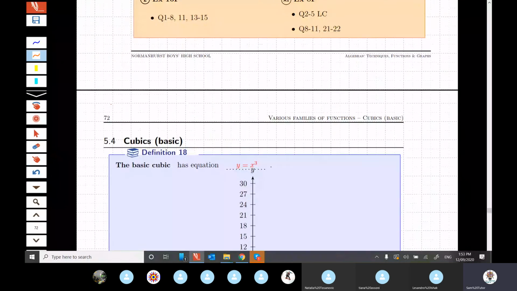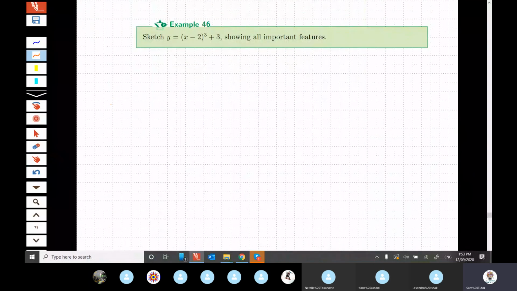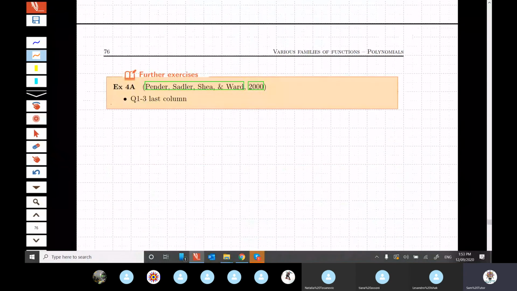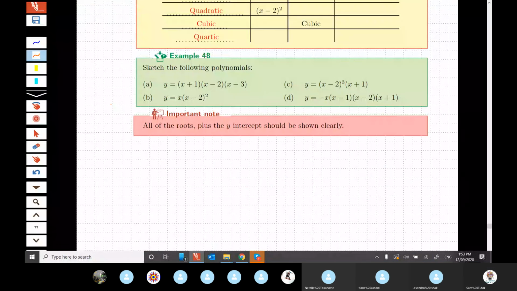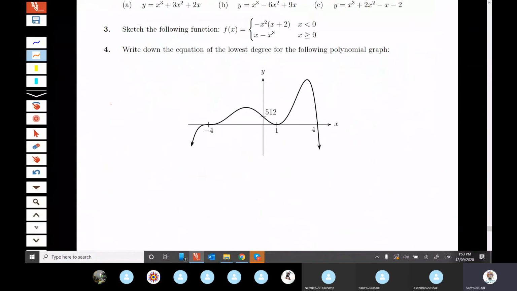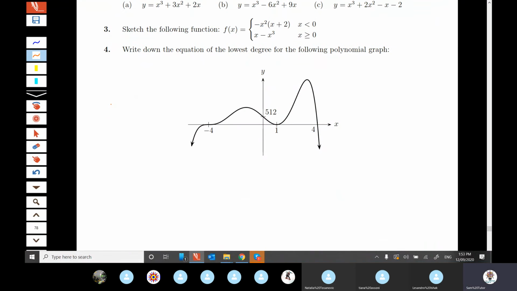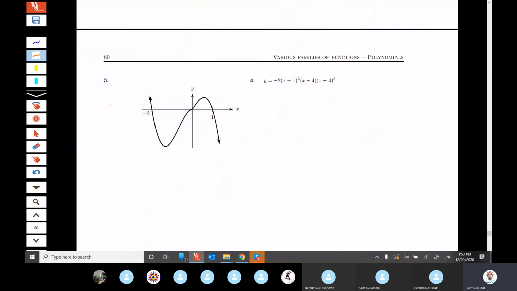All right, what else in here? Cubics. The whole part, this is what we just went through. Yeah, we just did them. I like it. I like it. All right.